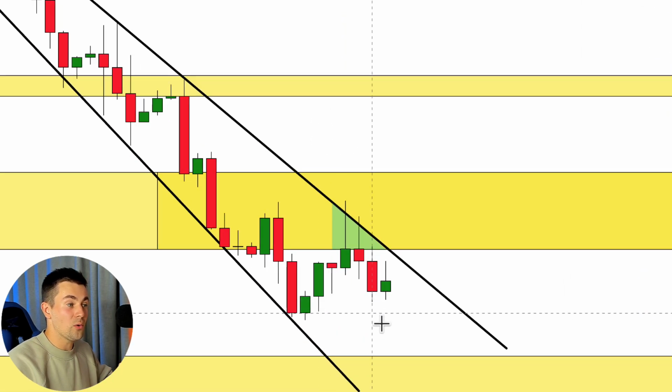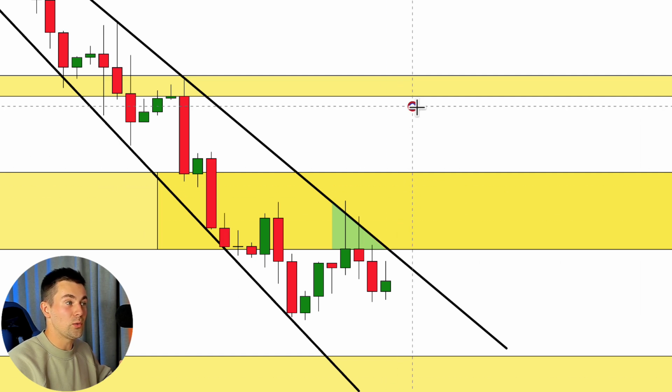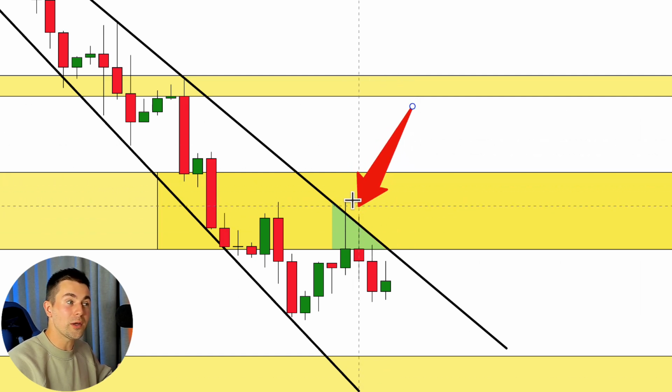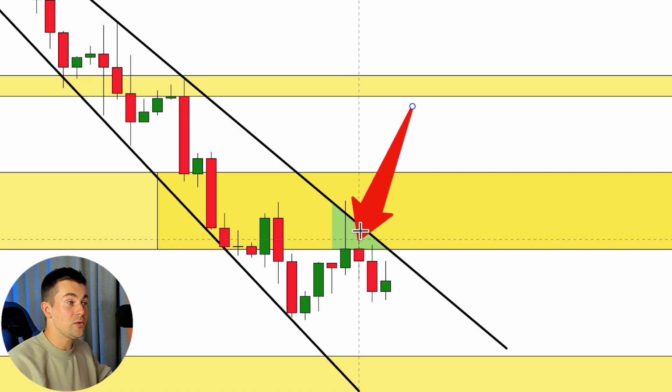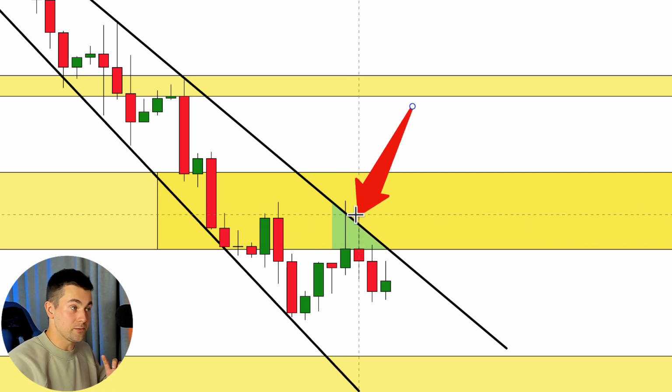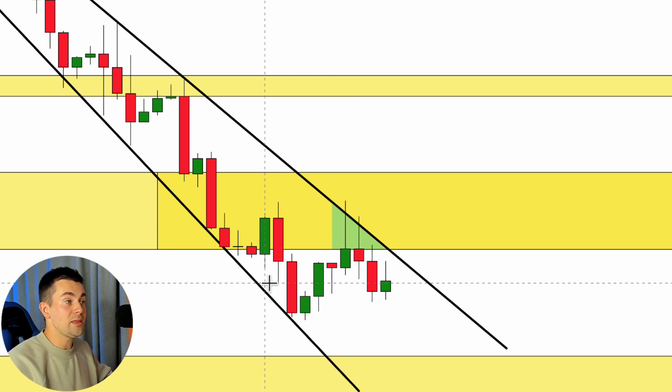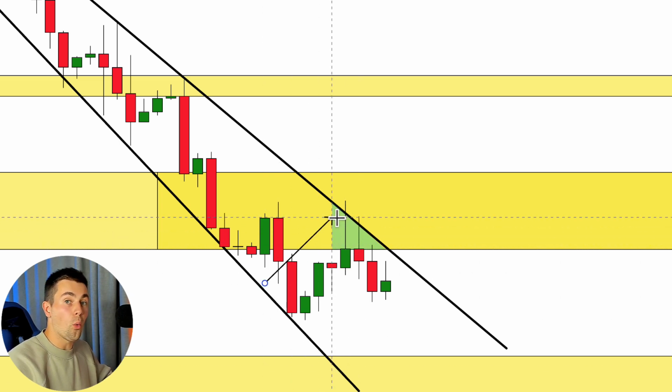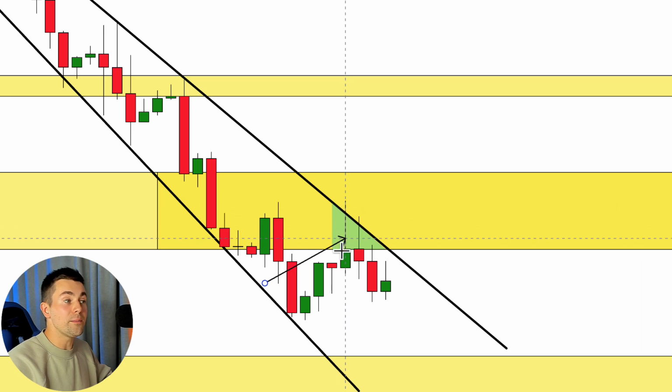Analyzing the reaction of the price to that, we can see that here the market was testing that structure, and you can see that from here we saw a very strong rejection. By the rejection, I mean that the wicks of these two candles are bigger than their bodies.